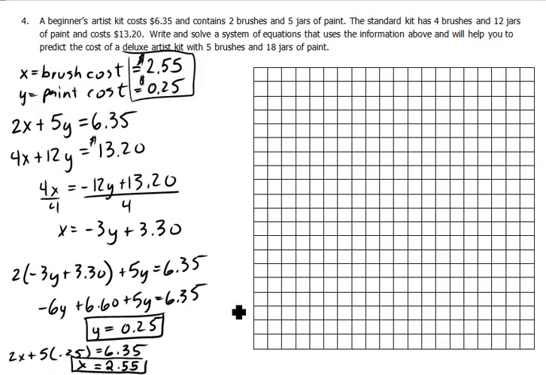Hey kids, guess what we're going to do today? We're going to learn how to use our calculators. The TI-89, we're going to use that to solve a system of equations.